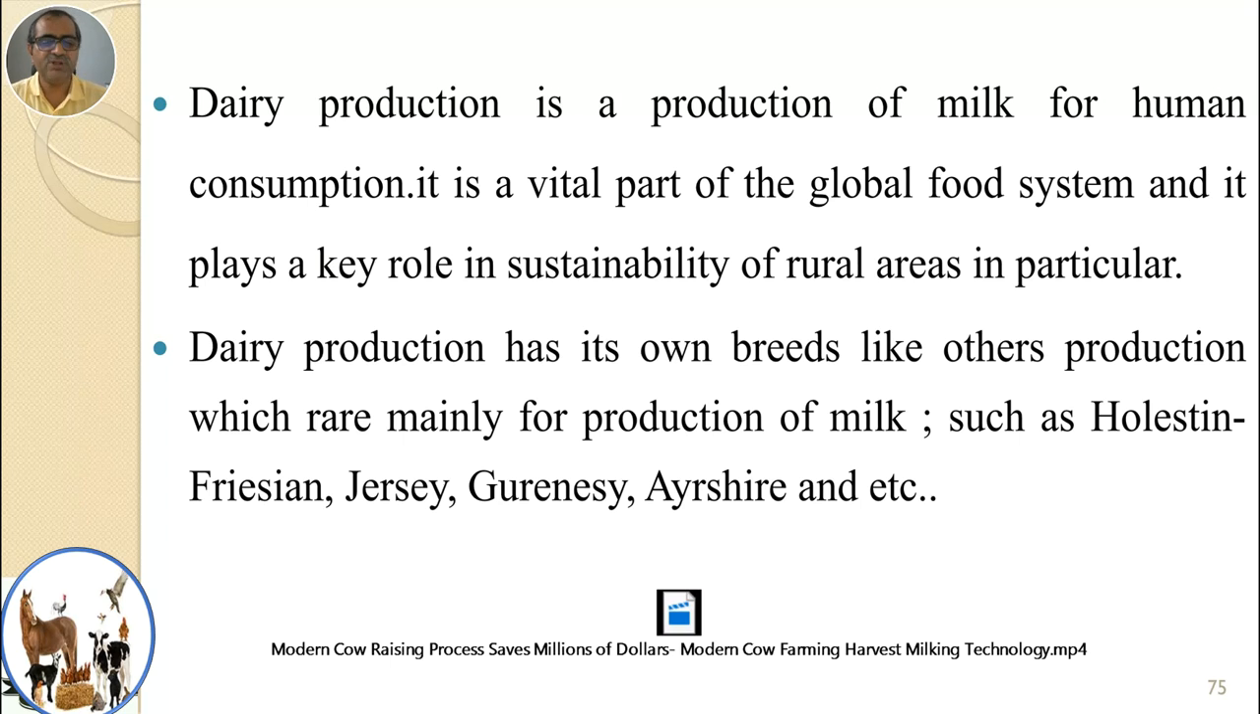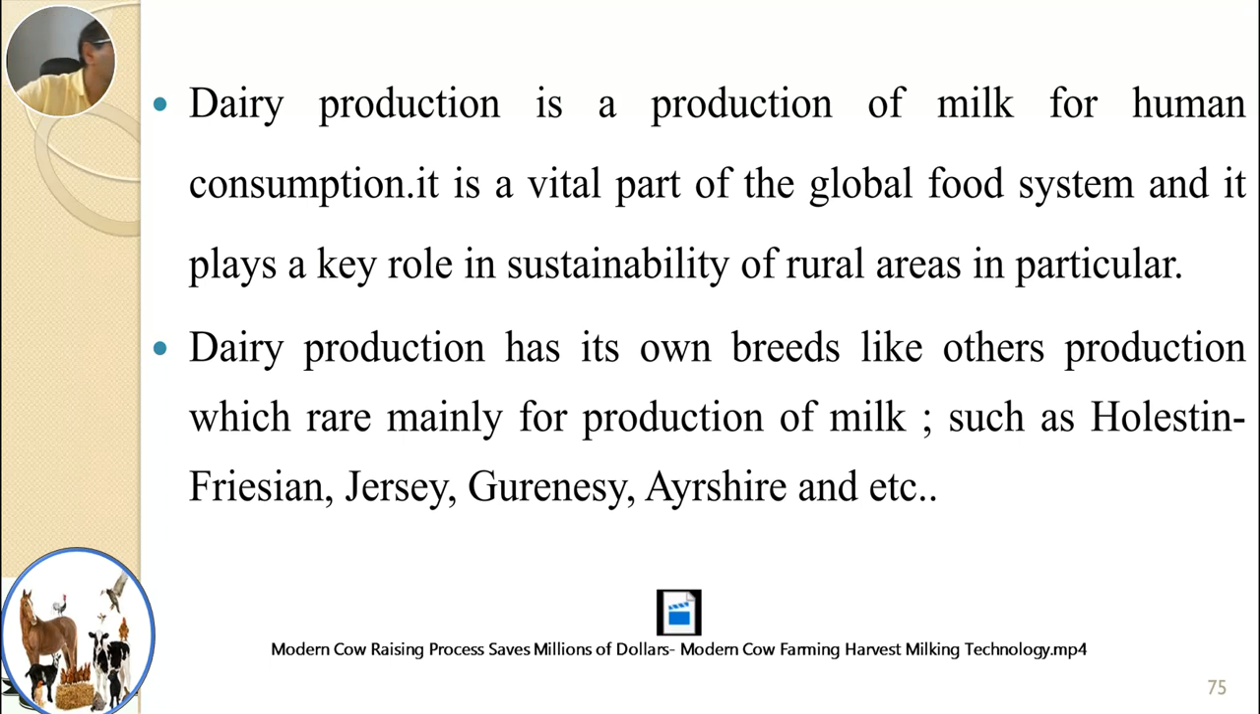So, dairy production has its own breeds, like other production systems, which are mainly for production of milk, such as the Holstein Friesian, Jersey, Guernsey, Ayrshire, etc. Varieties of breeds are present, especially in India. The HF and Jersey are the two animals which are very commonly reared. And apart from this, a lot of crossbreeding is also present, as far as India is concerned.